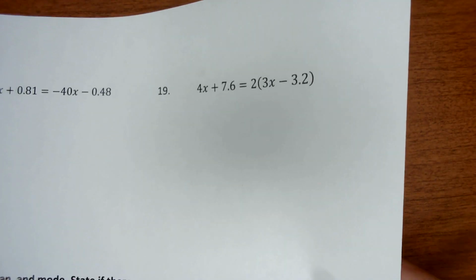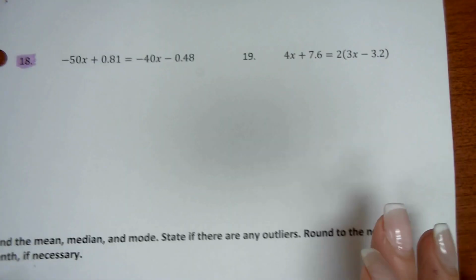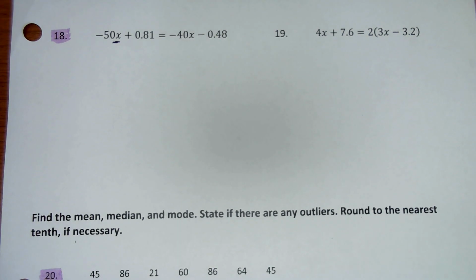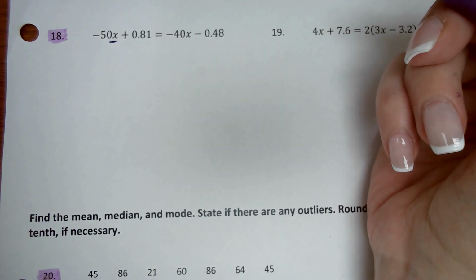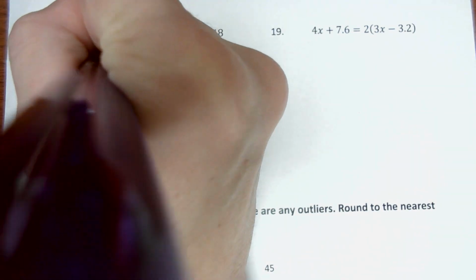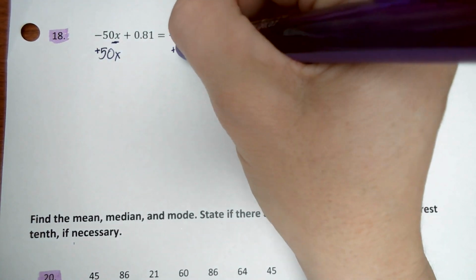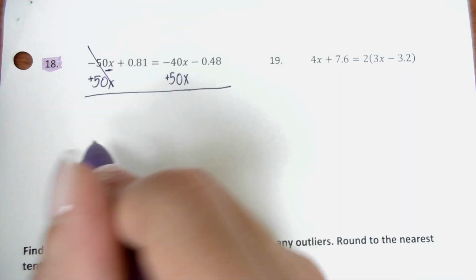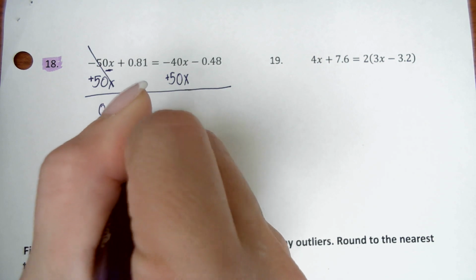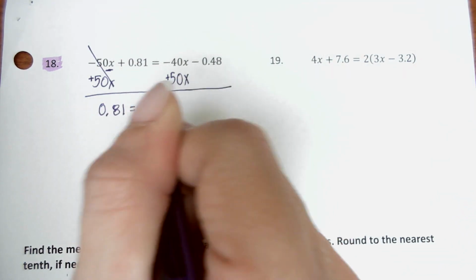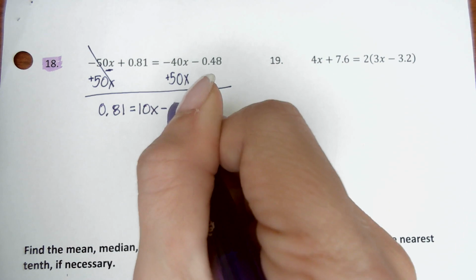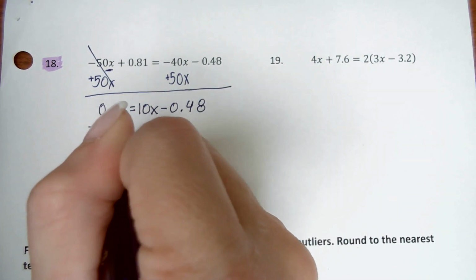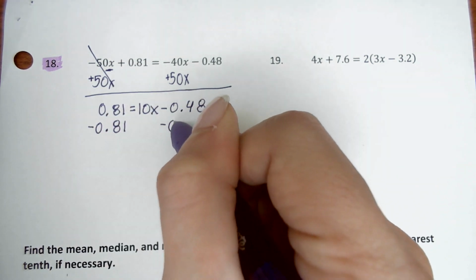Now the last one we're going to go over, or the last two we'll go over, is another equation where we're solving for the variable x. So this time I'm going to combine like terms by adding 50x to both sides. That eliminates it over here and leaves 0.81 equals negative 40 plus 50 is 10x minus 0.48. Now let's subtract 0.81 to get it to the other side.